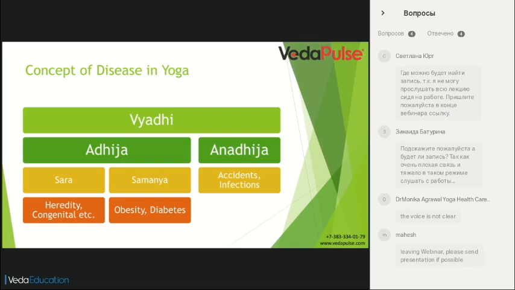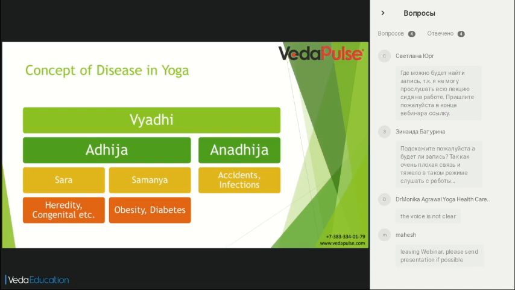Adhija are not stress. No stress in Adhija Vyadhi. И заболевания или физические проблемы делятся на 2 типа в свою очередь. Вьядхи делятся на 2 типа. Это анадхиджа вьядхи, которые не связаны со стрессом. And they include accidents and infections where there is no role of stress.